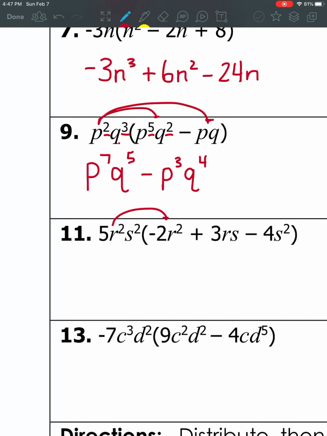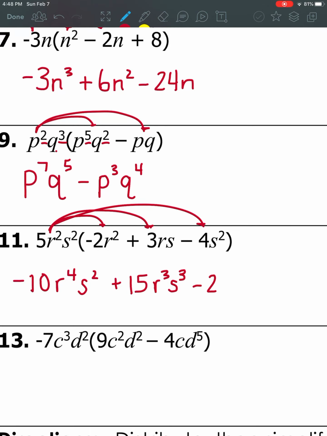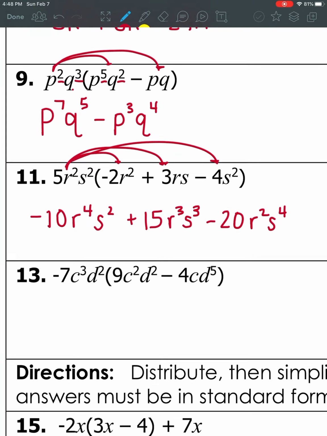Let's do it again. So we have negative 10 r squared, so we'd have 4 r's, and then the s squared has to stay. Then 5r squared s squared times 3rs, so we have positive 15. R squared times r, so there's 3 r's. And same thing with the s squared times s. Oops, that should be s cubed. And the last one, 5 times negative 4, so negative 20. Then we have r squared. Now we have s squared, so the s becomes to the 4th power.